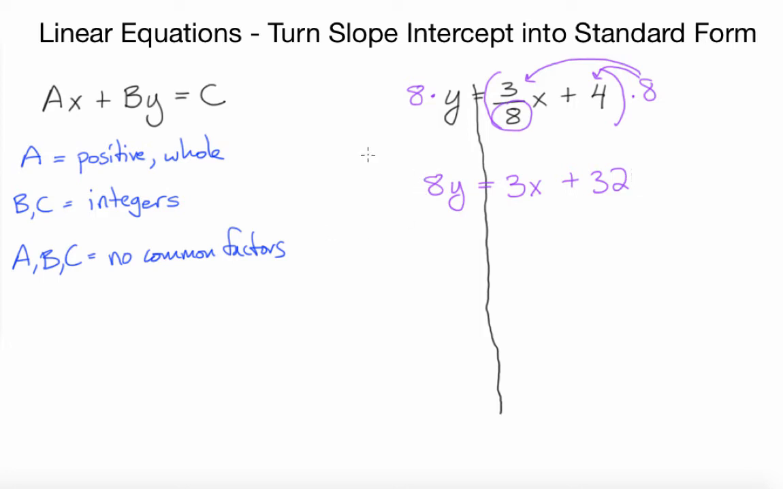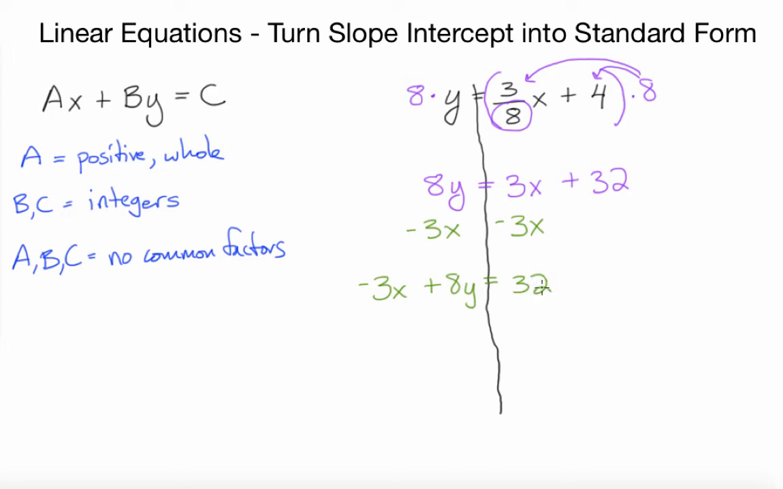All right, looking at standard form, I need to have x and y on the same side, so I'm going to subtract 3x from both sides. And so now we've got negative 3x plus 8y is equal to 32. So now I've got my x's lined up, my y's lined up like in standard form, my constant is on the other side of the equal sign.